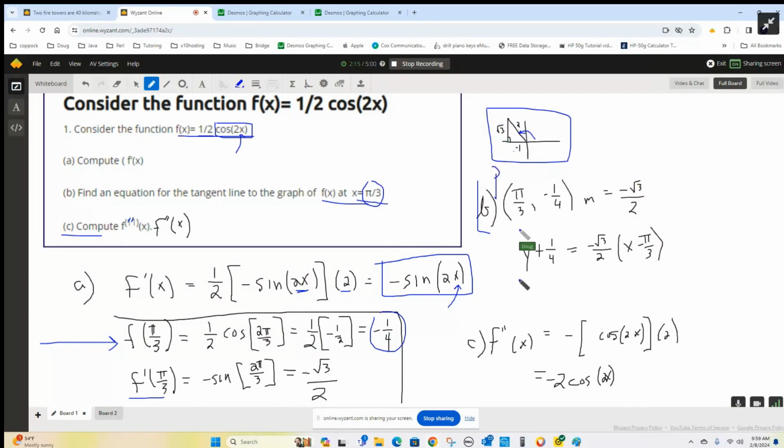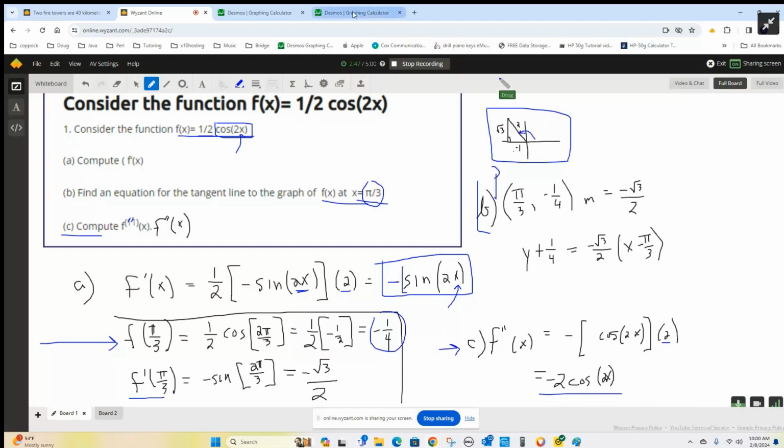So we'll use point slope. Y minus y sub 1, y plus a fourth, equals the slope, negative radical 3 over 2, times the quantity x minus pi over 3. And finally, to find the second derivative, we're going to take the opposite of whatever the derivative of the sine of 2x is. The derivative of the sine of anything is the cosine of the anything times the derivative of the inside. So there's your second derivative right there.